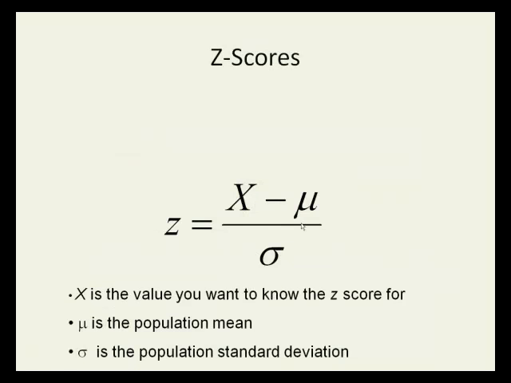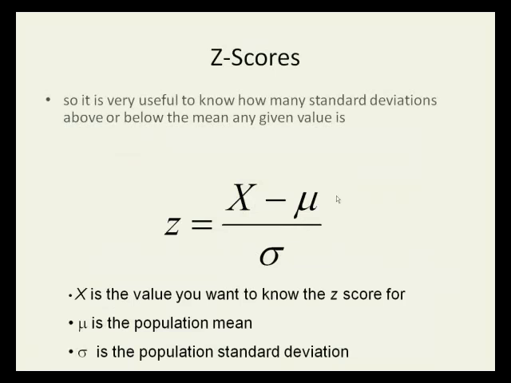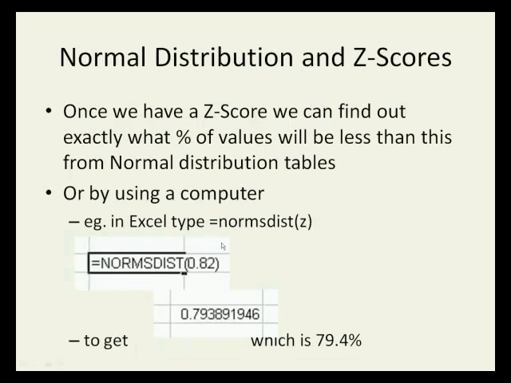Z-scores are so useful that if you like formula, it's worth having a formula. It's very useful to know how many standard deviations above or below the mean any given value is, and this is the formula you get for it. It's called the Z-score. And all this is saying is you start from a number you're interested in, you take away the mean to work out how far above the mean you are, and then divide by how many standard deviations that is. So that's the mean of the population, that's the standard deviation of the population. In Excel, once you've got that Z-score, if you type in that formula, if you have a Z-score of 0.82, stick that in there, and it tells you what the percentage is going to be.